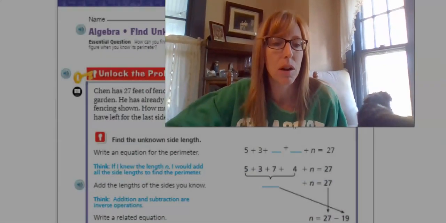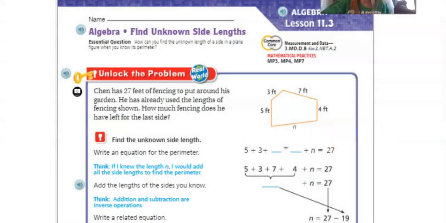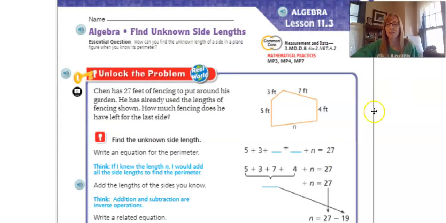Okay, so we're going to do 11.3, so if you could open up your math books, and we are on page 637. Yep, 637. All right, let me get off of this so you guys can see your math book. All right. So, algebra. This is fun.